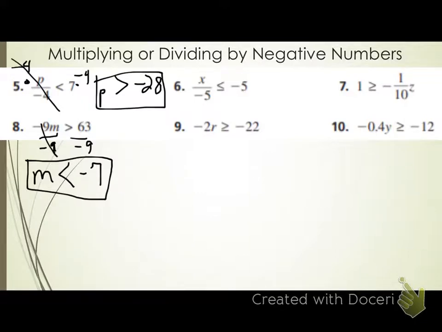Okay. Number 6. x over negative 5 is less than or equal to negative 5. What do I need to do to both sides? Multiply by negative 5. That'll cancel out. I'm left with x. Positive 25. Does the symbol flip or stay the same? Flips.